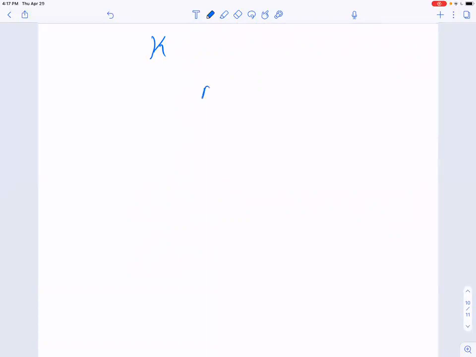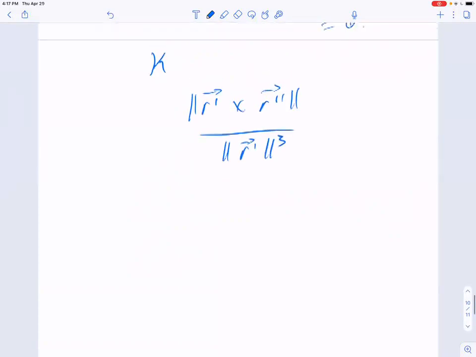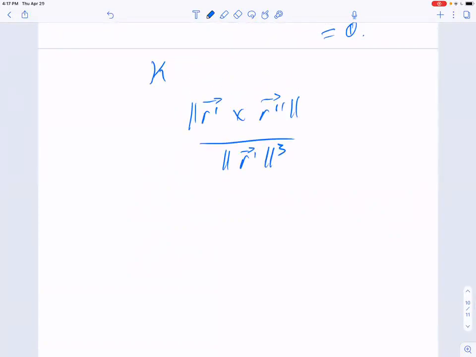The equation for the curvature is given by the magnitude of r prime crossed with r double prime, divided by the magnitude of r prime cubed. Okay. And so what does it mean for a curve to be curved? Well, you have a line and you know that the line is not curved, right? And why is the line not curved if you're just traveling along the line?